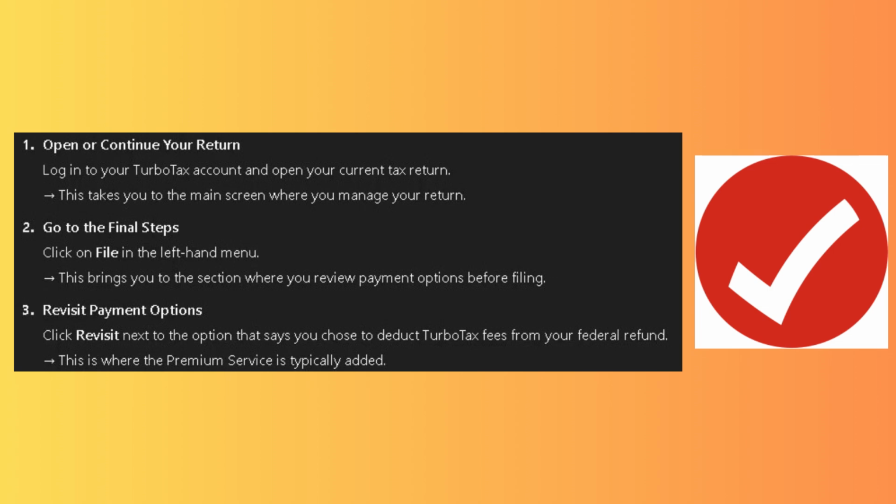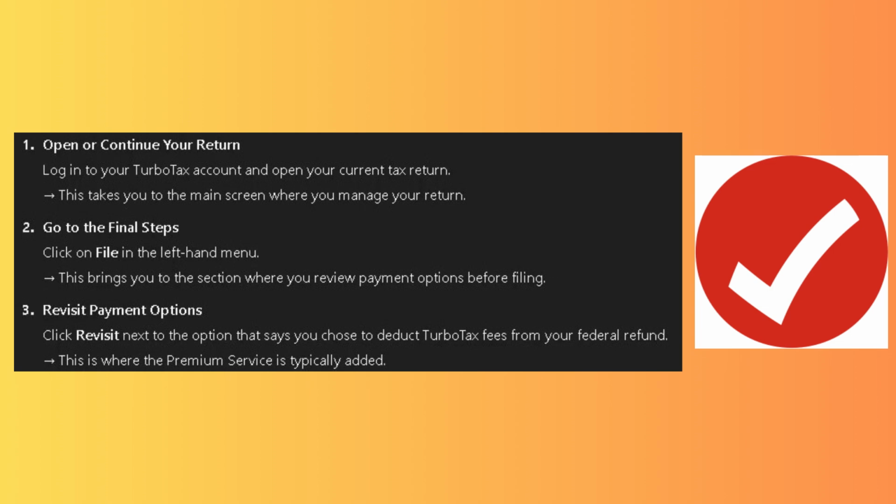Go to the final steps. Click on the file in the left-hand menu. This will bring you to the section where you can review payment options just before filing. Revisit payment options. Click revisit next to the option that says you'll choose to deduct TurboTax fees from your federal refund. This is where the premium service is typically added.